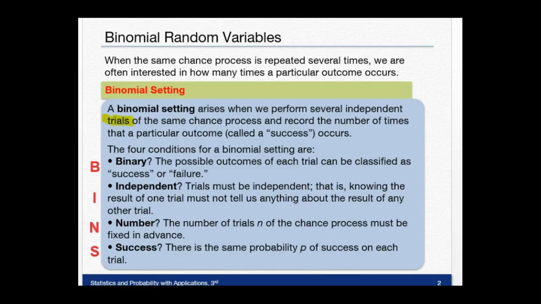N is for the number of trials. The number of trials of the chance process must be fixed in advance. Like we know going in we're going to do this 10 times or 5 times. It's not that we do it until something happens, we do it 5 times, 10 times.